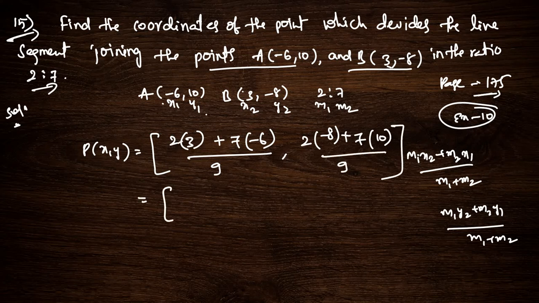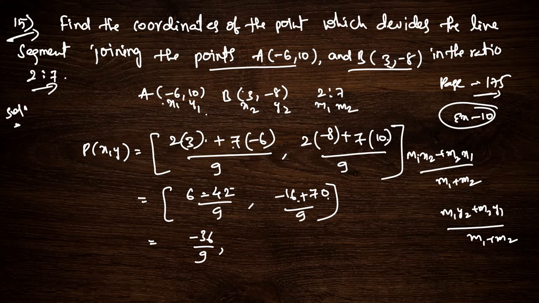So it will become 2 3s are 6, 6 plus 7 6s are 42 divided by 9, and this is 2 8s are 16 minus 16 plus 7 10s are 70 by 9 here. So if we take this, it will become 36 minus 36 divided by 9. 54 will come, right, 54 minus 54 divided by 9. So 9 1s are 9, 4 9s are 36, and it will become 9 1s are 9, 6 9s are 54. It will become minus 4 comma minus 6.